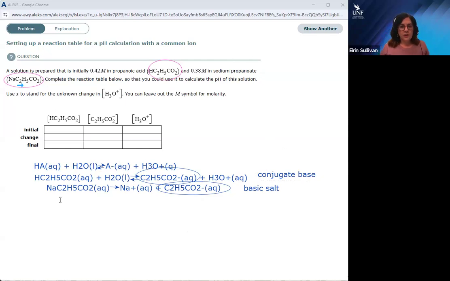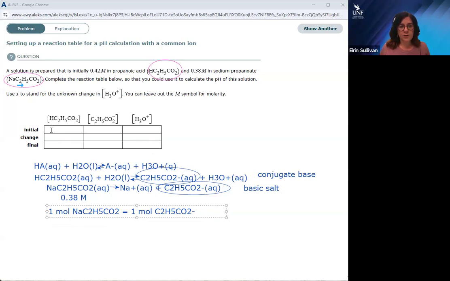In terms of what the concentration is, well, if we are 0.38 molarity in sodium propionate, and 1 mole of sodium propionate is going to dissociate to give us 1 mole of our propanoate ion, however you say it, then that's a 1-to-1 ratio. So the concentration of our conjugate base is going to be equal to the concentration of our salt in this case. So you may have to do a stoichiometric calculation, but in this case it's 1-to-1. So we can start filling in our ICE table.